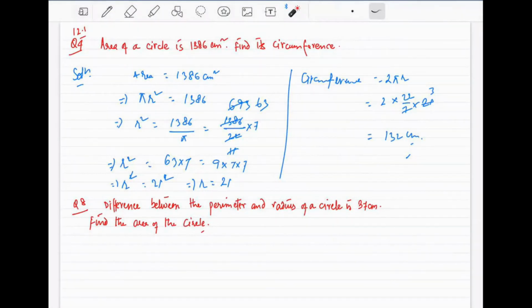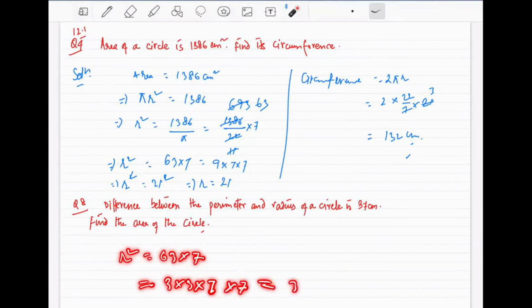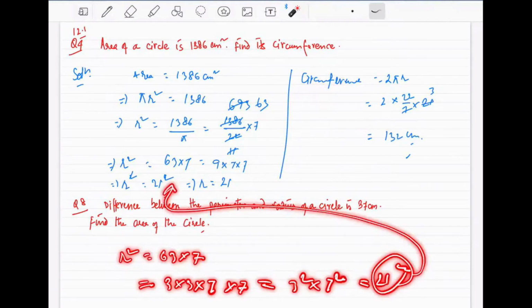If you don't understand how I came to this 21 square, it's like this. R square is equal to 63 into 7. 63, you break it down like this: 3 into 3 into 7. 3 3s are 9, 9 7s are 63, right? And then there is a 7 in there originally. So 3 into 3 will be 3 square. 7 into 7 will be 7 square. The numbers with the squares in them, you can multiply them. So we will have 21 square. That's how I'm able to get this 21 square, and you cut off the squares.